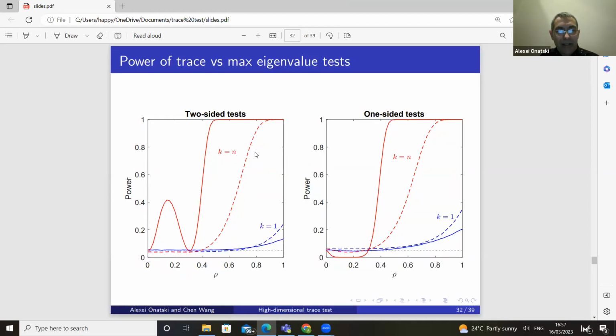So, this is the comparison with the power of Anna's and Vadim's test. If the true number of co-integrating relationships is 1, their test, the dashed line, has bigger power than the trace test. If the number of co-integrating relationships is as many as the number of series, their test has lower power. And the right picture here corresponds to the one-sided test. So let me skip this.